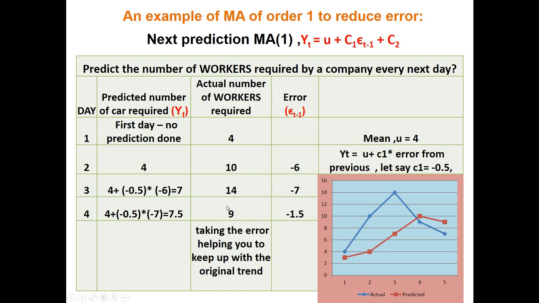So what was the actual number of workers required? 9. So the error is now -1.5. See that the error is getting reduced. The whole point is that taking the error helps you keep up with the original trend. See the original trend and see the error trend, which are going in a similar fashion. So this is the first model in which the previous error is considered to predict the next value.